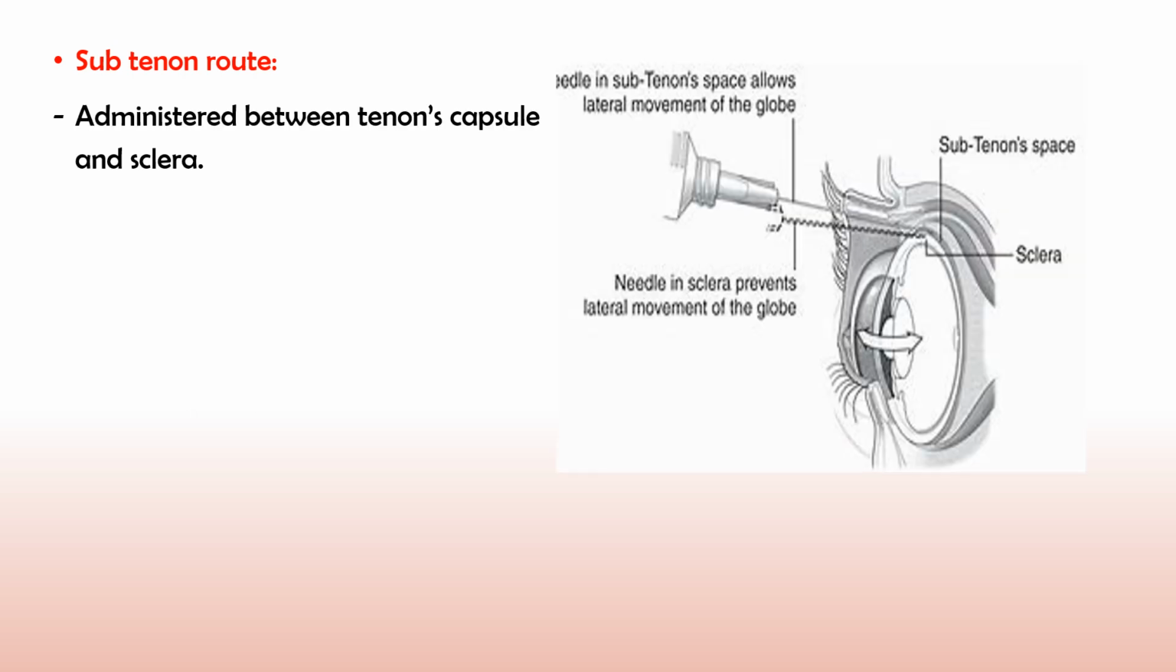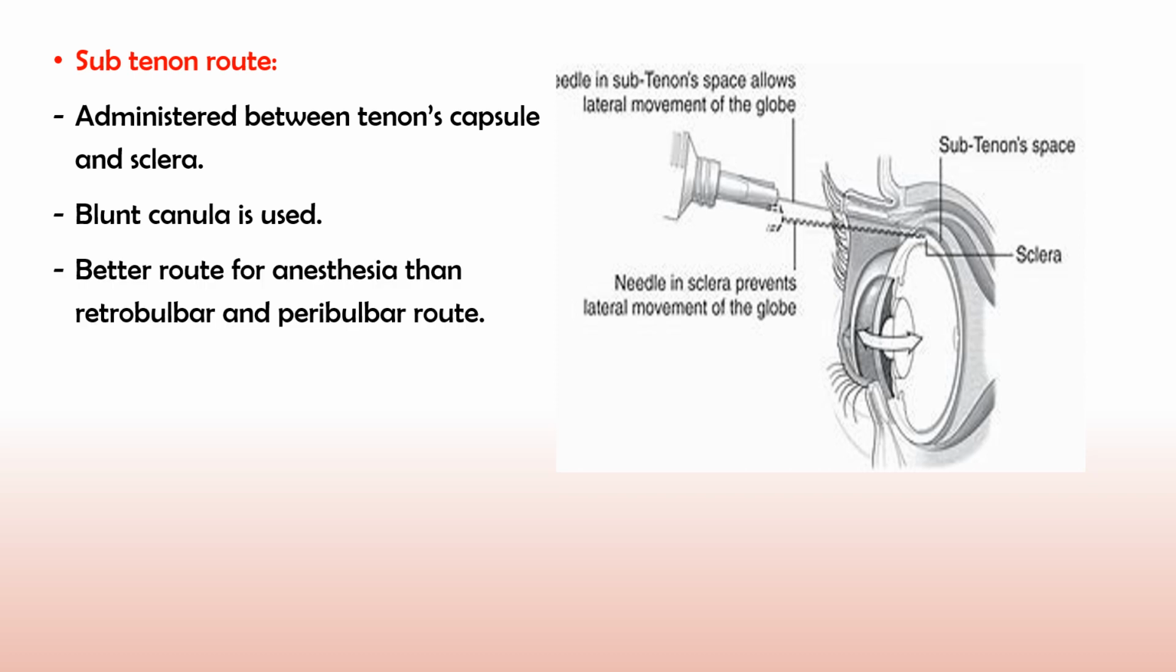The next route is the subtenon route. Now what is the subtenon? The drug is administered between the tenon's capsule and the sclera. Now this is the sclera and this is the subtenon space. So you have to inject it in between the capsule and the sclera. For administering the formulation through this route, you have to use a blunt cannula. You cannot use a sharp one.